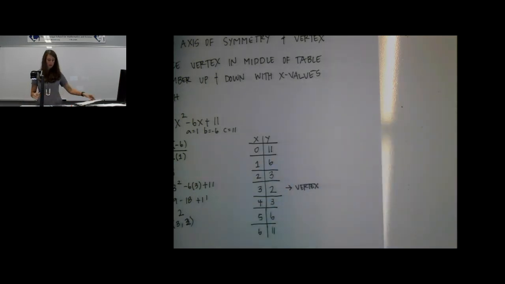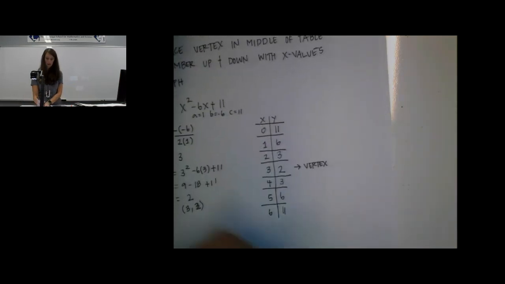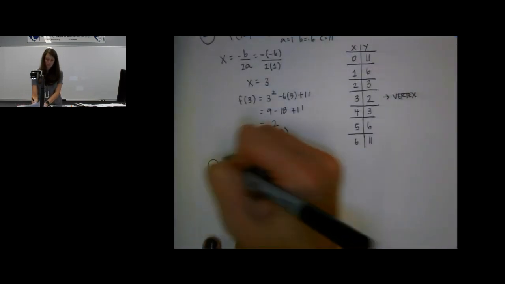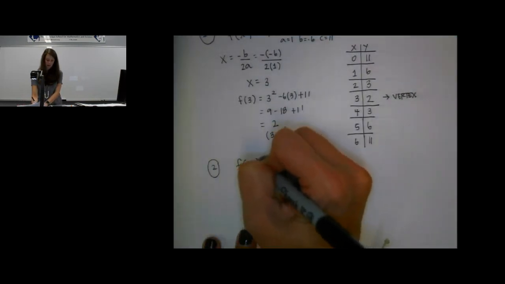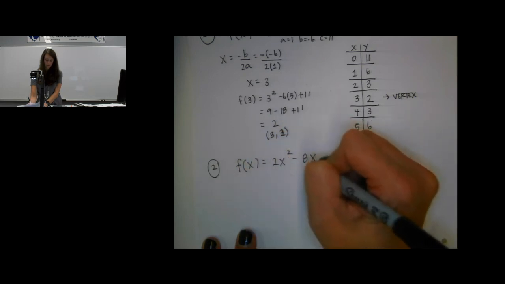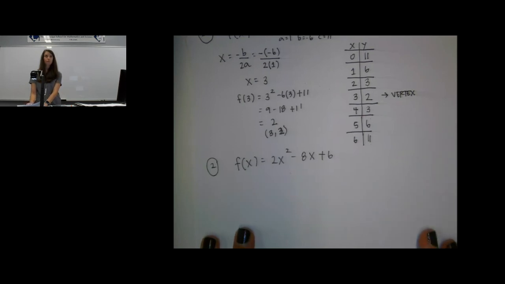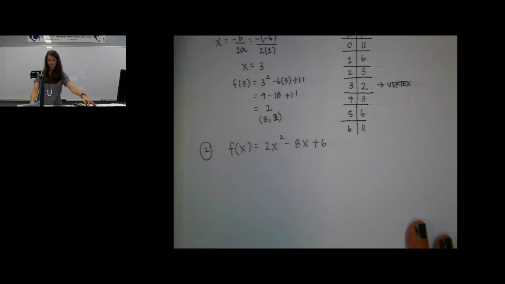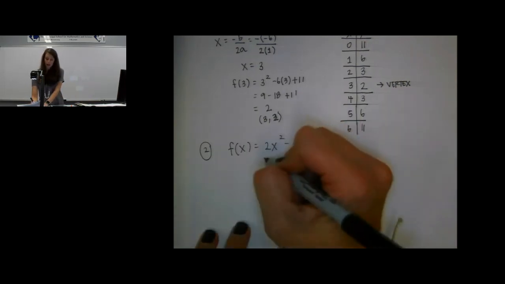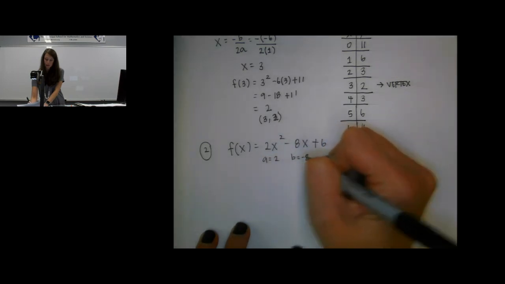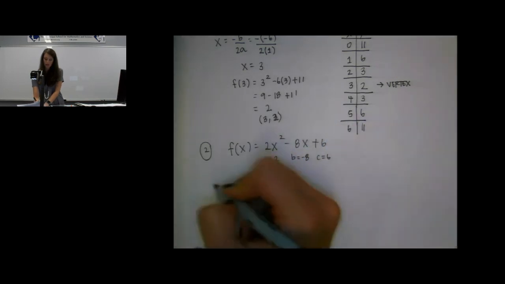All right, let's do one more. I want you to graph this one, so do this one for me. So graph f of x is equal to 2x squared minus 8x plus 6. So y'all do this one for me. Take a minute and do this. Okay, so a is going to be equal to 2, b is going to be equal to negative 8, and c is going to be 6.